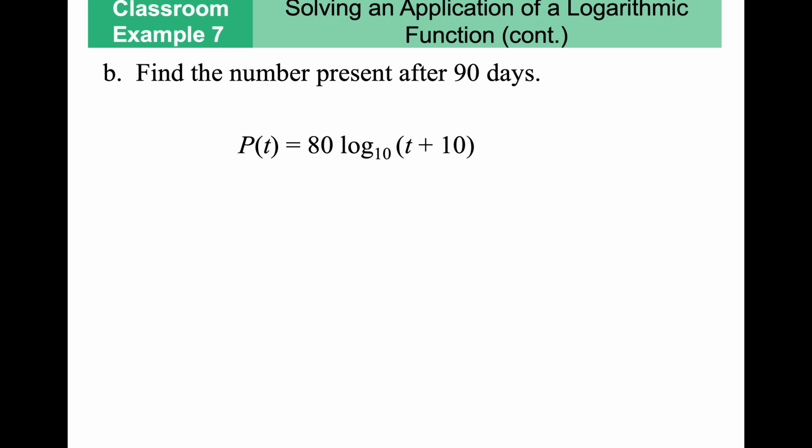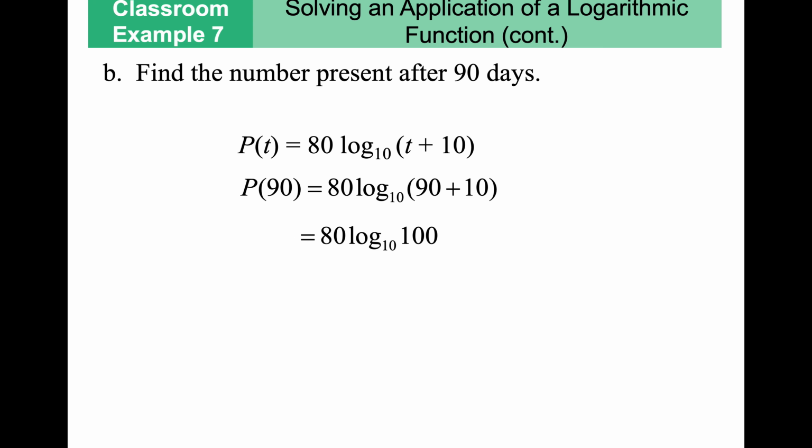For b, to find the number present after 90 days, I'm going to plug in 90. And I'm going to be able to say that that's 2. Why is that 2? Because 100 is 10 squared. So I get 80 log base 10 of 10 squared. The log base 10 and 10 squared are going to cancel out so that I get 80 times 2.